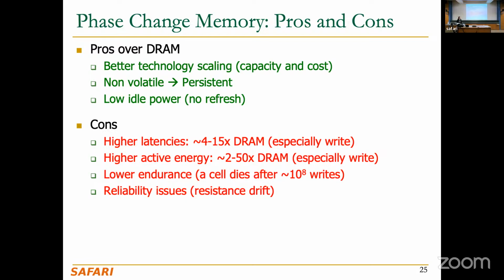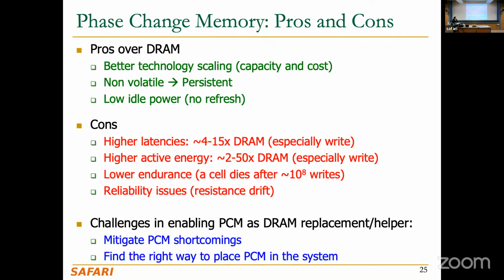And for reliability, there are also some reliability issues, such as the resistance may shift, and when you divide the resistance range into multiple ranges to store multiple bits, then it may be a bigger reliability issue in the multiple level cell. However, the challenge is enabling PCM as main memory, mitigating the PCM shortcomings, and finding the right way to place the PCM in the system.